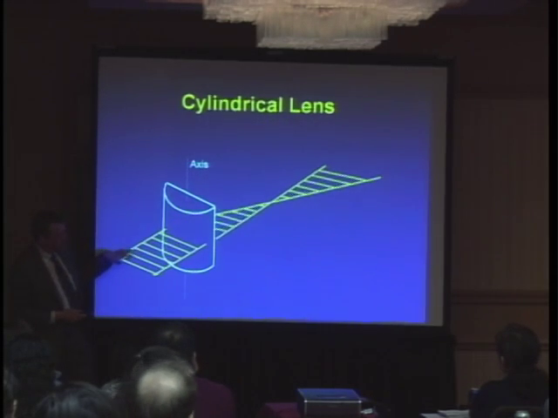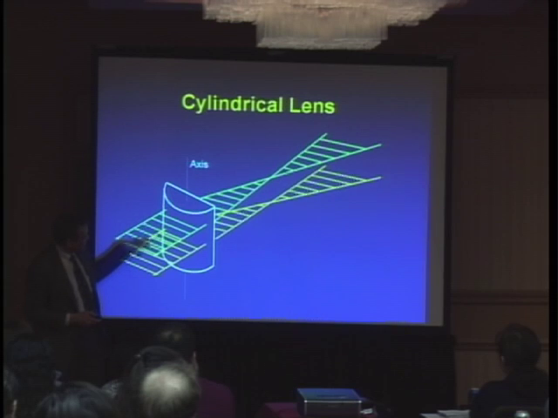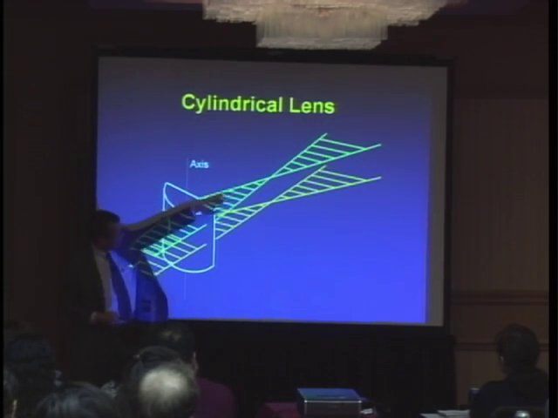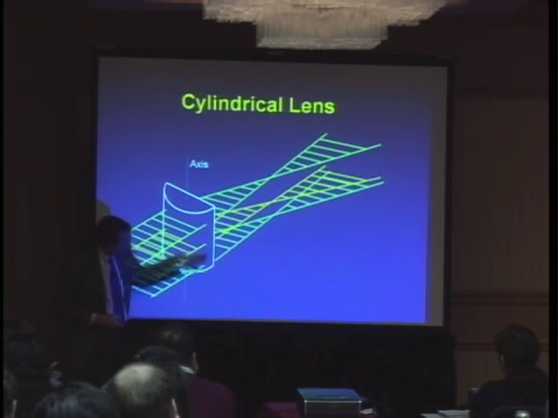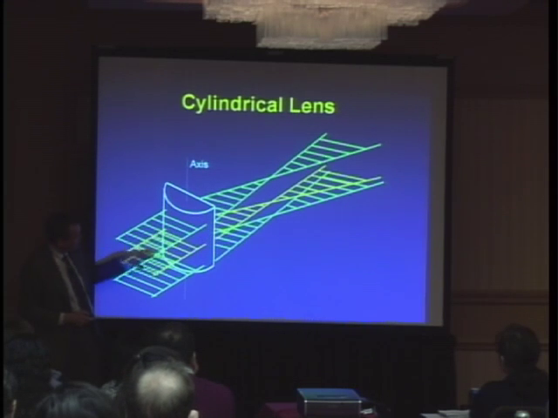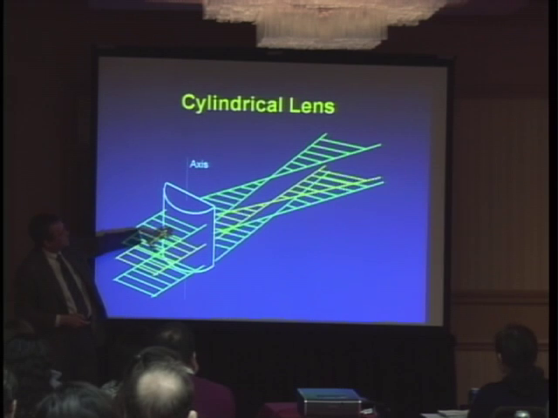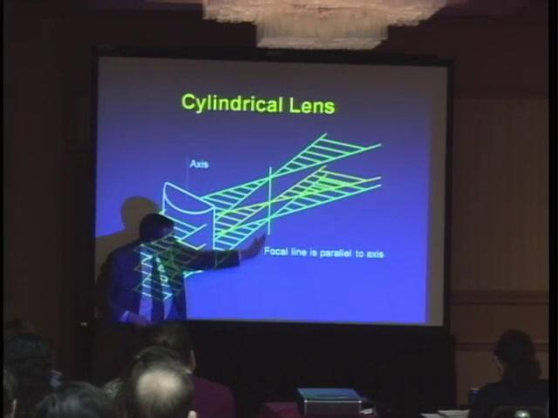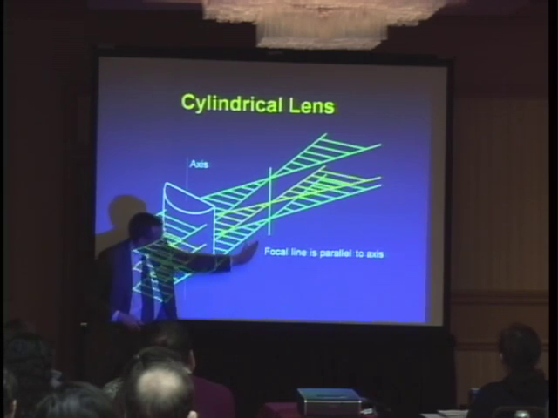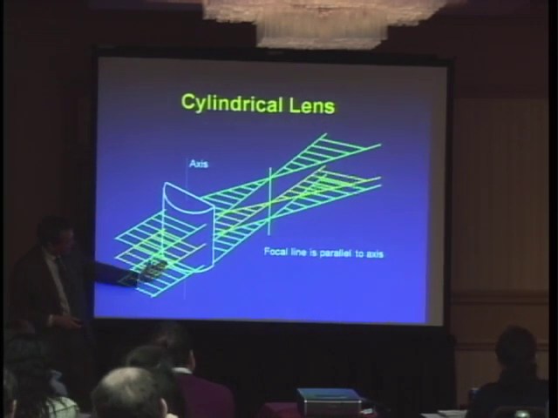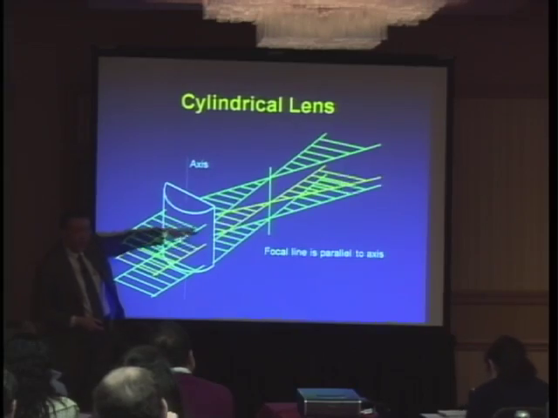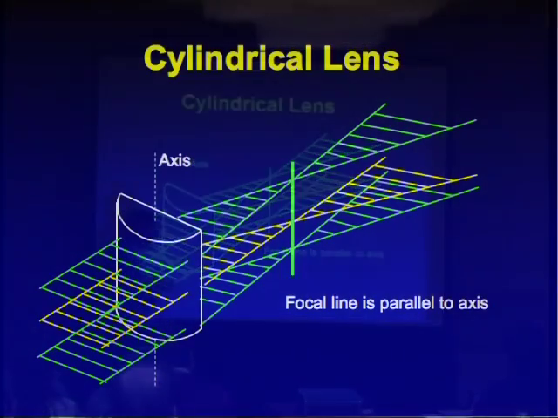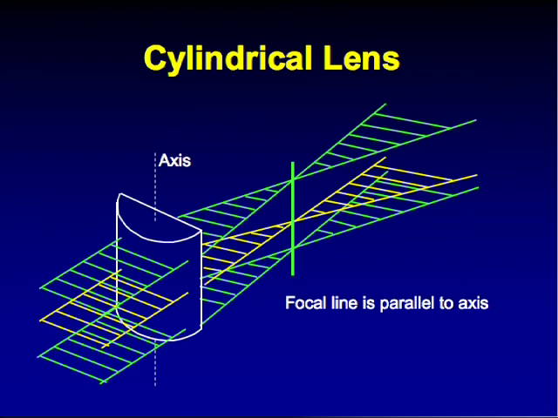And if we take another horizontal plane of light above that, it's going to get refracted to a point as well. And another one below that, it gets refracted to the same point as well. And so if we have an infinite number of horizontal planes of light constituting a beam of light, they get refracted into a focal line. And the focal line is parallel to the axis, but perpendicular to the power of the lens. So that is a cylindrical lens.